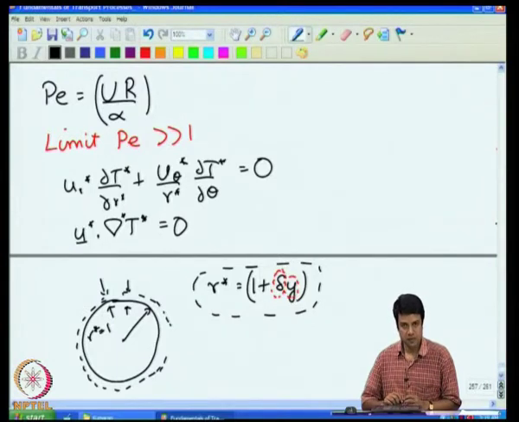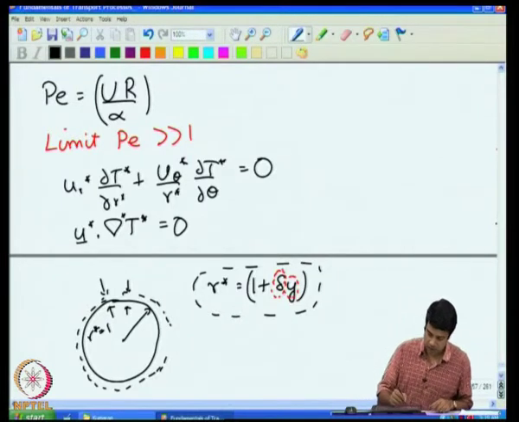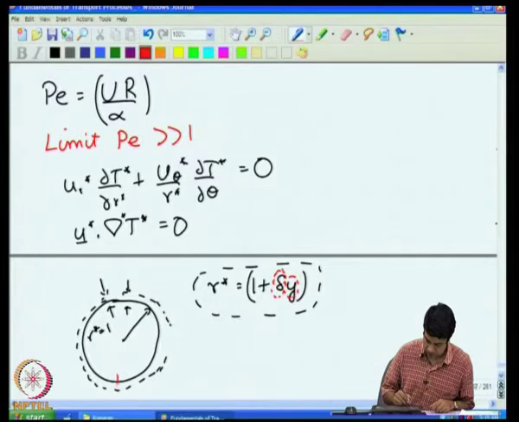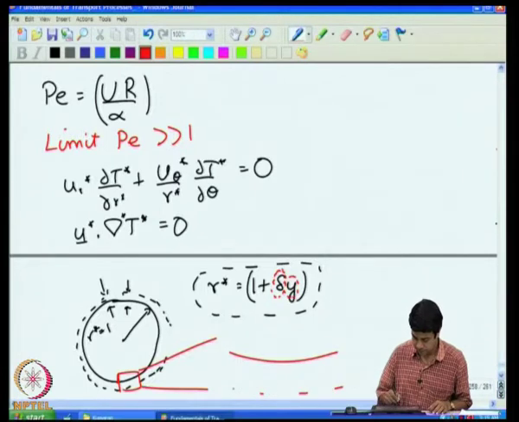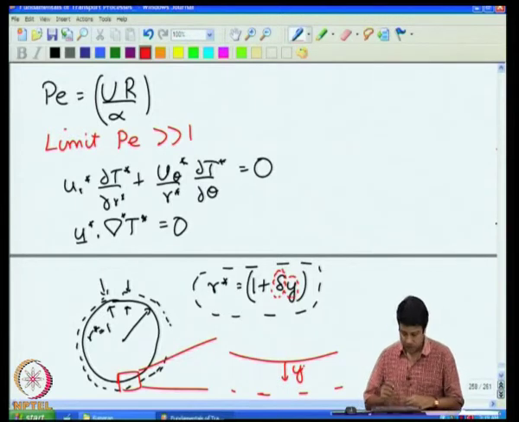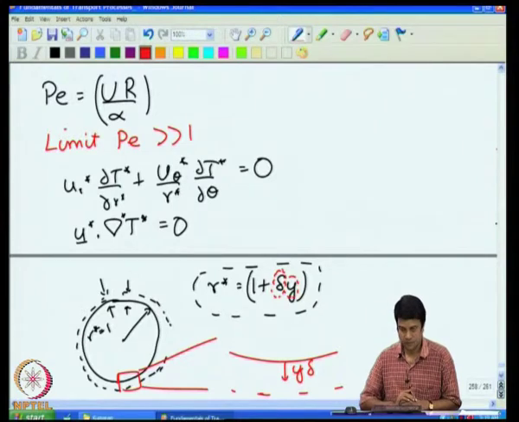To capture this, we focused our attention on a thin region near the surface of the sphere, okay, a thin region near the surface of the sphere. Okay. And defined the distance y times delta as the distance from the surface.